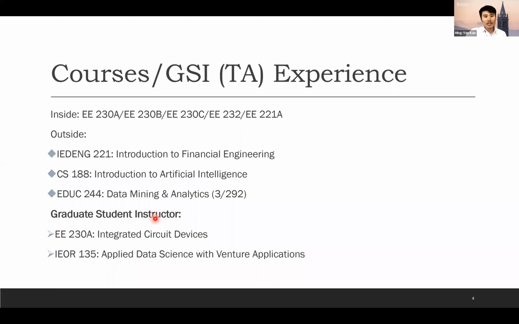I also got the opportunity to serve as a graduate student instructor in these two courses: integrated circuit design, led by Professor Saeed Salahuddin, and applied data science. This experience gave me the opportunity to interact with juniors and undergraduate students, practice my presentation skills, and also have the very valuable chance to guide the undergraduate students on their group projects.